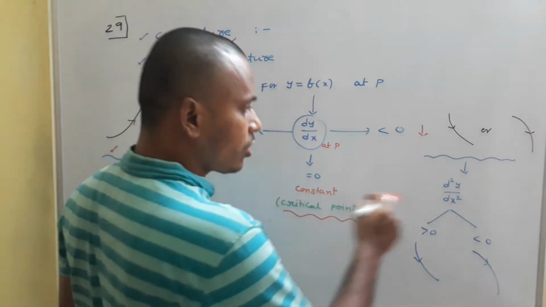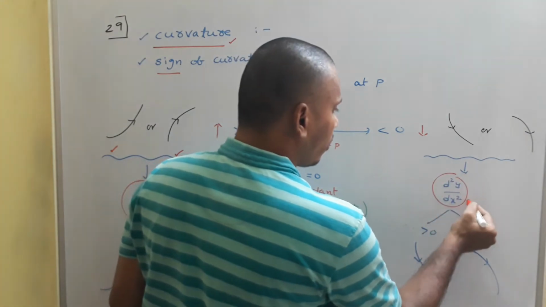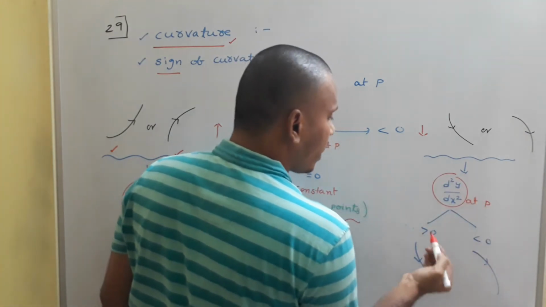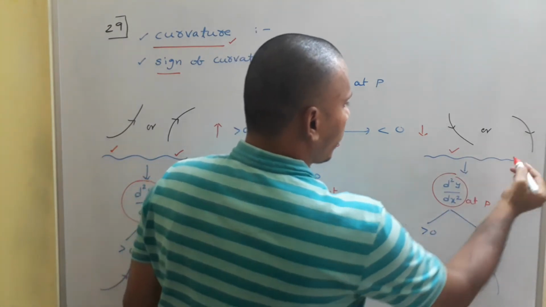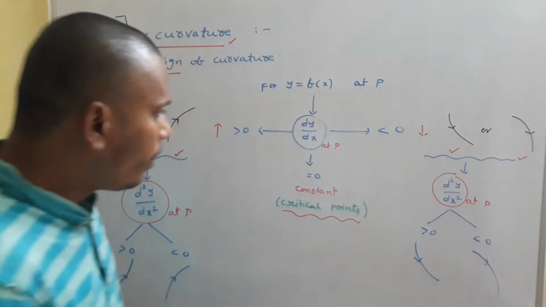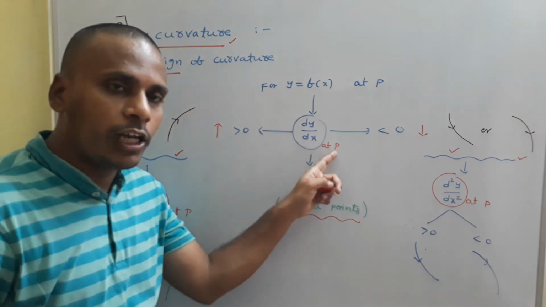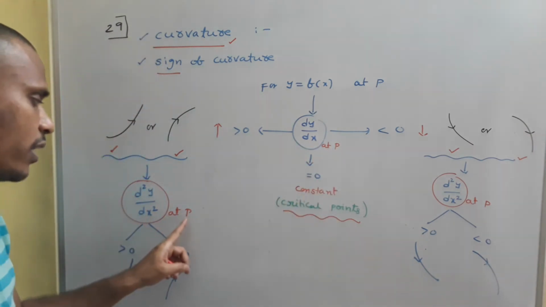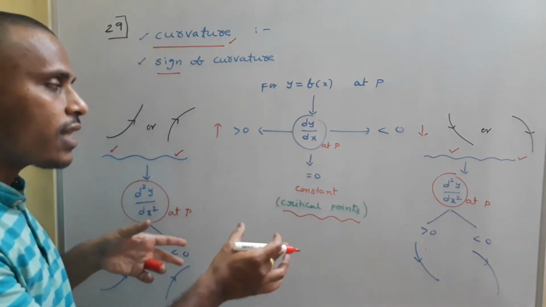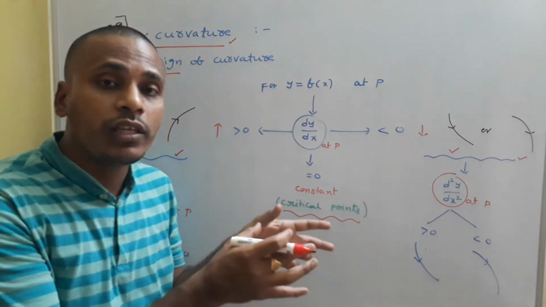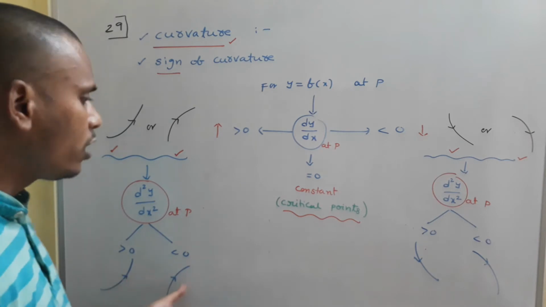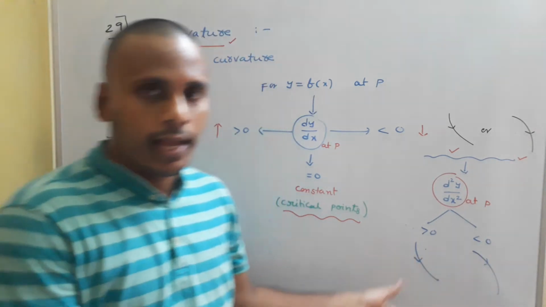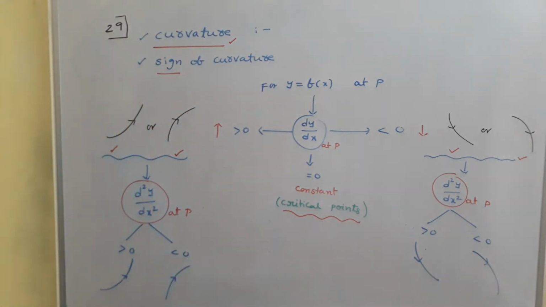In the same way we will check here. If the second derivative at the point is greater than 0 along with this first derivative, this is the graph, and in the second case this is the graph. Based on this dy by dx at P value as well as d square y by dx square at P value, we will decide the curvature of the given function in the neighborhood of the given point among these four possibilities. That's what I am saying. Okay, have a look. Go for a screenshot.